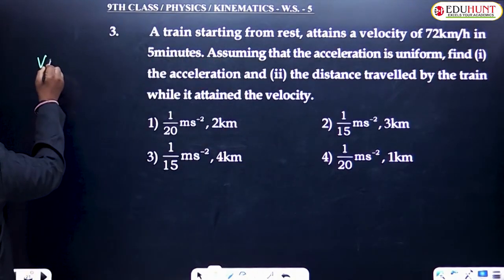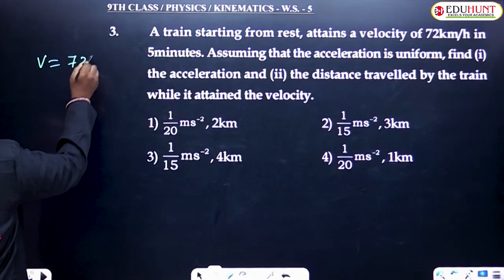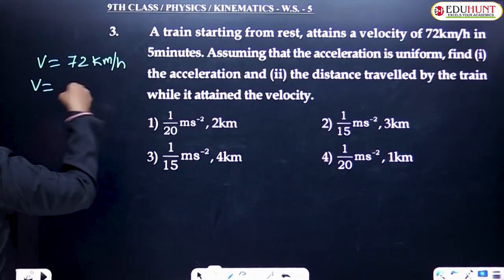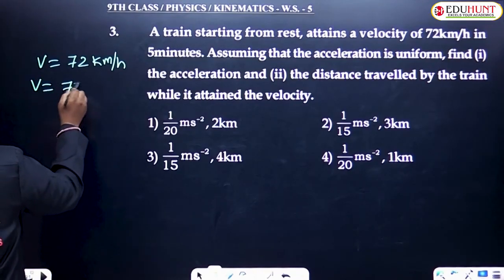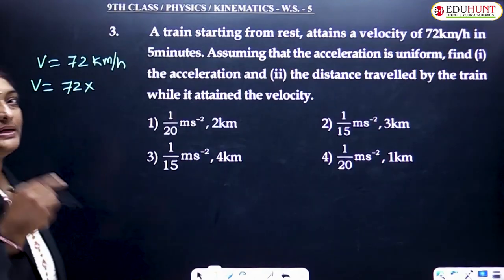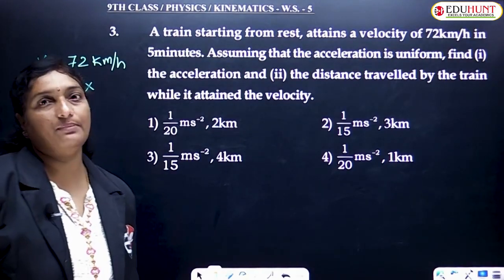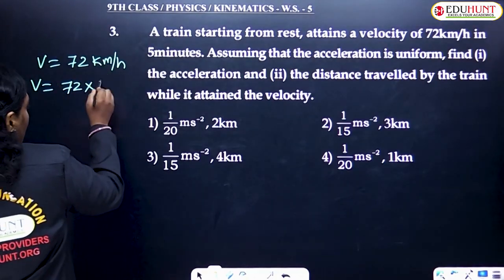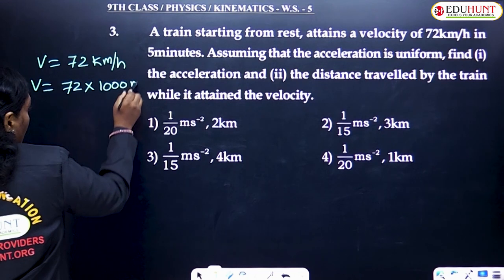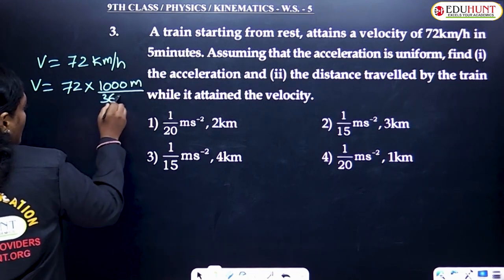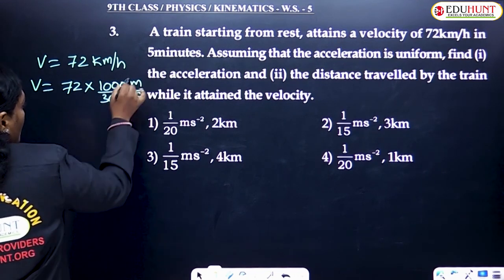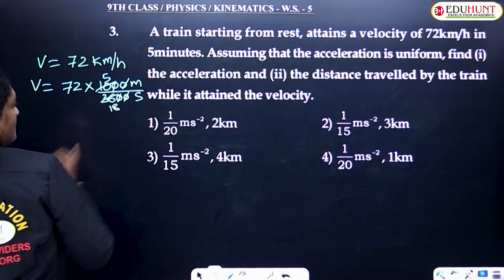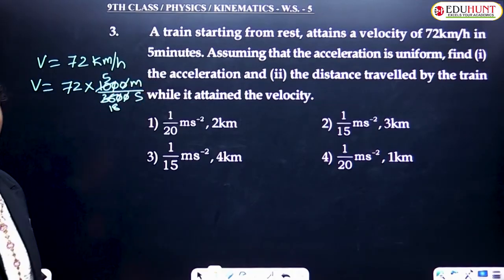What is the given data, children? Velocity was given to be 72 kilometer per hour. So after simplification, we can write 72 into 1 kilometer per hour is equal to 5 by 18 meter per second. Okay, if you don't remember, let us try to write. Kilometer is nothing but 1000 meter. Hour is nothing but 3600 seconds. These two zeros get cancelled. 2 goes 5 times and 2 goes 18 times. So 5 by 18 meter per second.